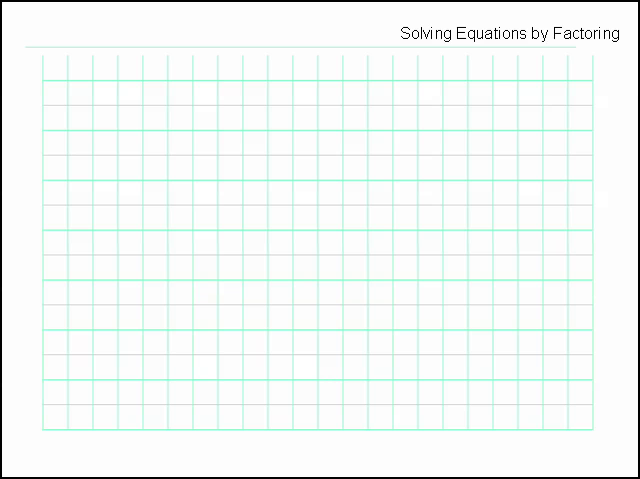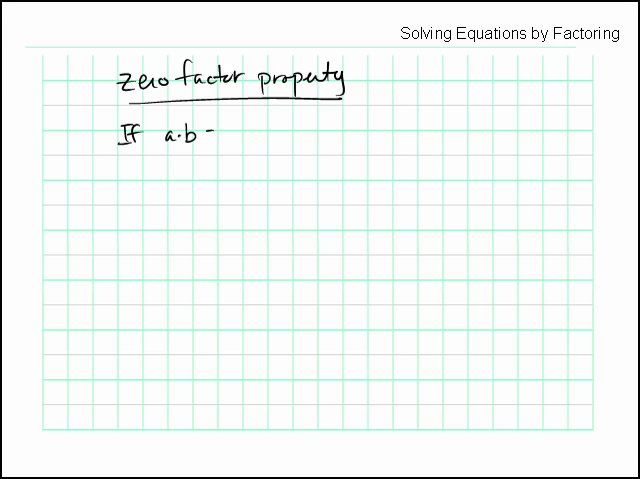All right, this lesson is on solving equations by factoring. And we have to start with what's called the zero product property, or the zero factor property. Basically, what it states is that if you have a times b and it equals 0, two numbers multiplied equals 0, then a equals 0 or b equals 0. One of them has to be 0. That's the only way you can multiply two numbers and get 0.